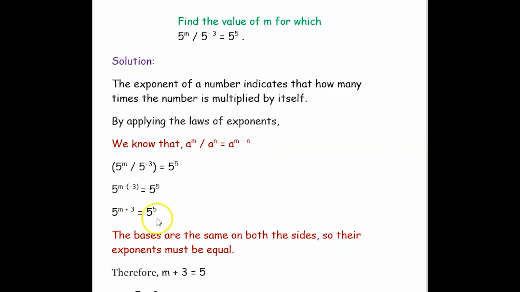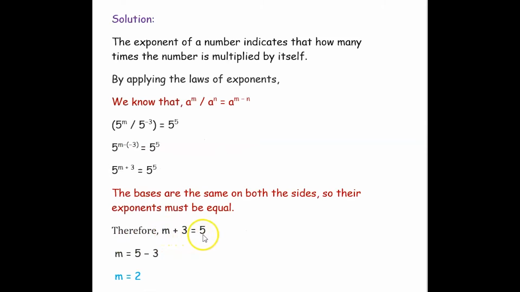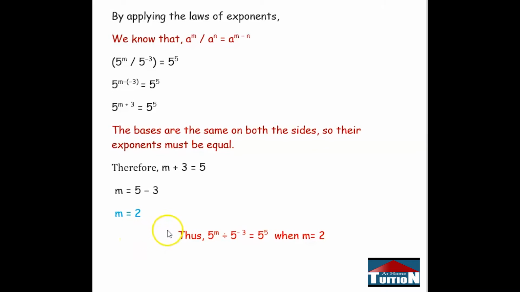If you look into this equation, the bases are the same on both sides. So, their exponents must be equal. We can equate the exponents. Therefore, m plus 3 equals 5. We can solve this by subtracting 3 on both sides. So, m equals 5 minus 3, that is m equals 2. Thus 5 raised to the power m divided by 5 raised to the power negative 3 equals 5 raised to the power 5 when the value of m is equal to 2.